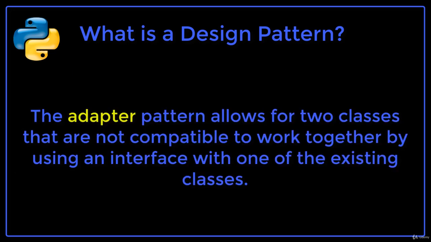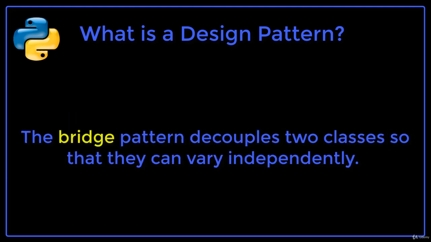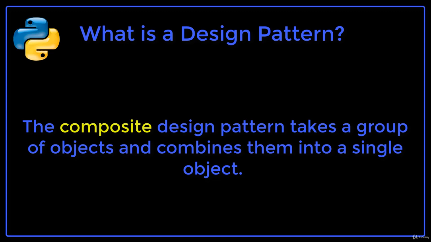The adapter pattern allows for two classes that are not compatible to work together by using an interface with one of the existing classes. The bridge pattern decouples two classes so that they can vary independently. The composite design pattern takes a group of objects and combines them into a single object.